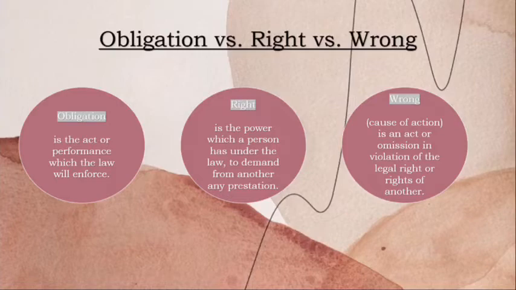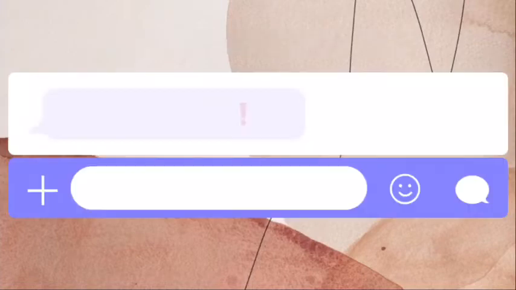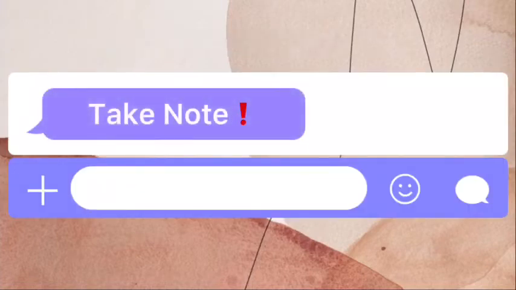Lastly is wrong, or the cause of action, which is an act or omission in violation of the legal right or rights of another. In the given situation, if the debtor failed to pay on the due date, then Ms. Park, the creditor, has the cause of action to file a case against Ms. Goom, who is the debtor. Take note that the wrong or the cause of action can be either an act or omission.